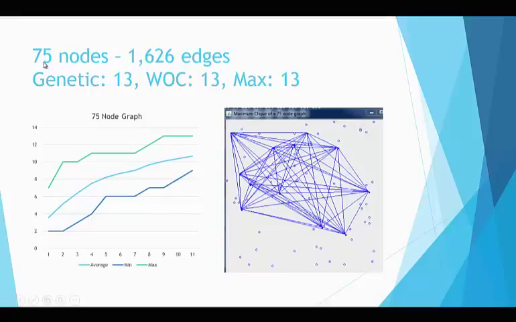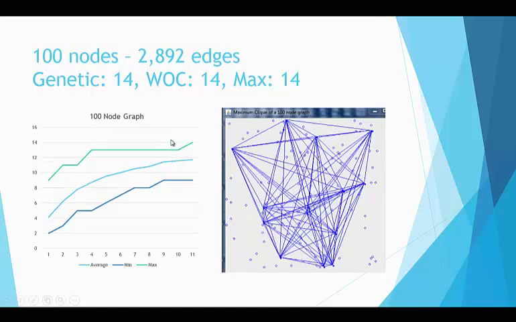Same with the 75-node graph, which had 1,626 edges. The average increased, the minimum increased, and the maximum increased. So I won't go into too much detail, but again, the 100 node graph saw similar results. It had 2,892 edges. So again, as more nodes are added, more edges are also added with the data sets. And the algorithm's still performing very well. Although, as I'll show after this, the running times begin to be slower.